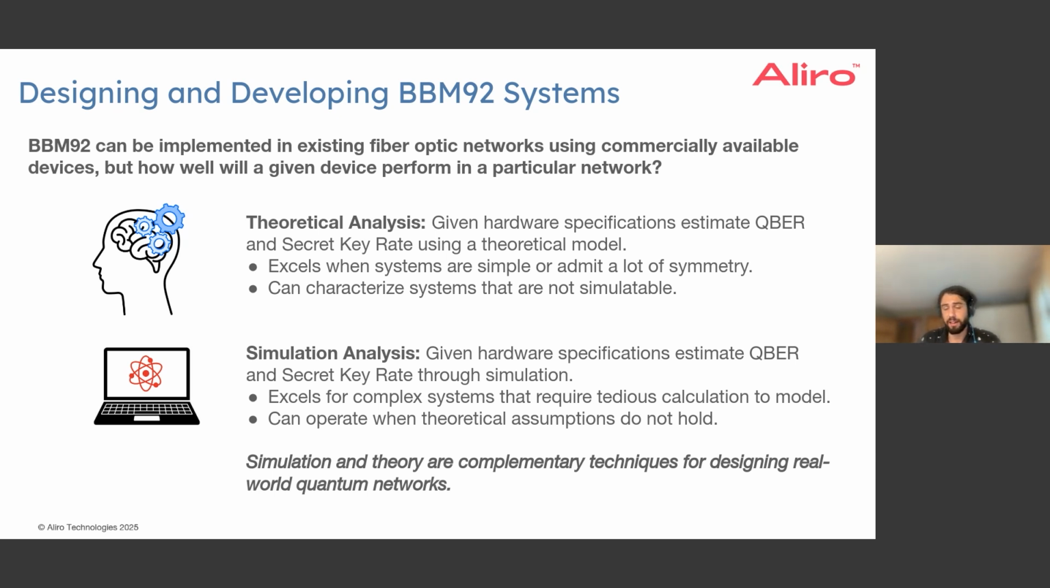With theoretical analysis, you would take all of the hardware specifications and characterizations about your fiber network and the devices you want to use. Then you'll use this characterization to estimate the quantum bit error rate and the secure key rate using a theoretical model. This theoretical model might be derived from literature or might be derived using your own insights and assumptions. Now, theory really excels when systems are simple or exhibit a lot of symmetry. This makes the mathematics more simple and easy to work with.